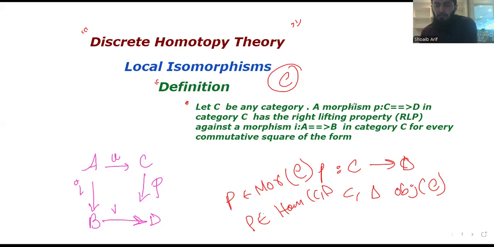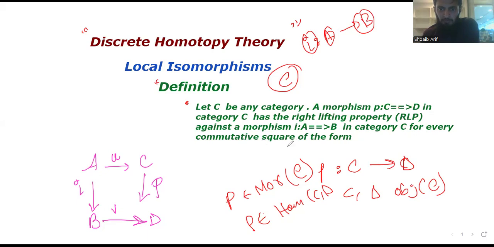Okay, so a morphism P from C to D in a category C has a right lifting property against a morphism I, where there is also a morphism I from A to B, where A comma B belong to the objects of category C, and I belongs to the morphisms of category C. So P in the category C has a right lifting property against a morphism I from A to B in the category C.